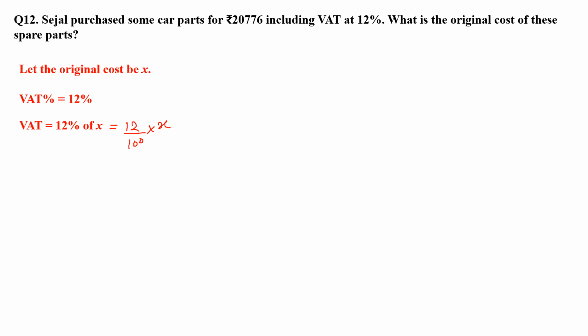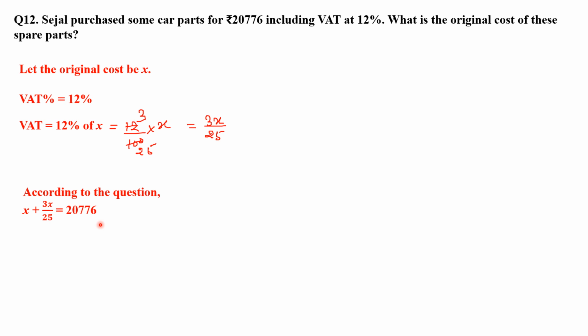And if you're going to reduce it, 4 3s are 12, 4 times 25. So this will give you 3x by 25. So this is your VAT amount. Now, according to the question, what we can say? Okay, this is the final bill amount, including the tax amount in the original cost. So I can say x plus 3x by 25.